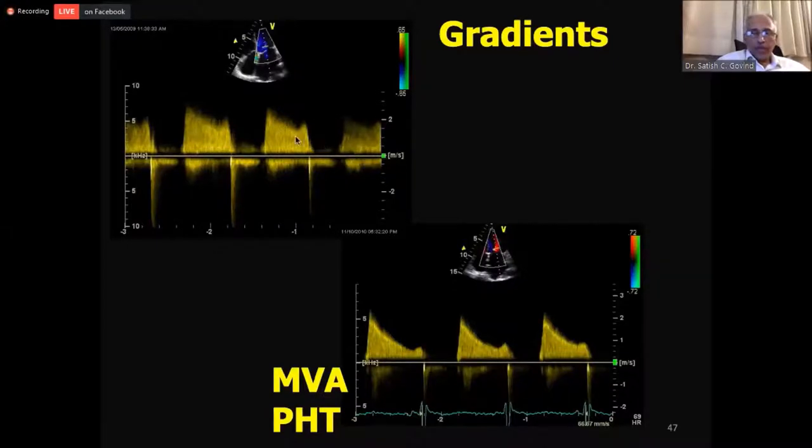So the gradients are important, but we have to make sure that we don't over-depend on them, and to correlate with other parameters also. And then you have the mitral valve area. The pressure half time using this method has its own limitations, but this is again another routinely used technique, and this can also be used.